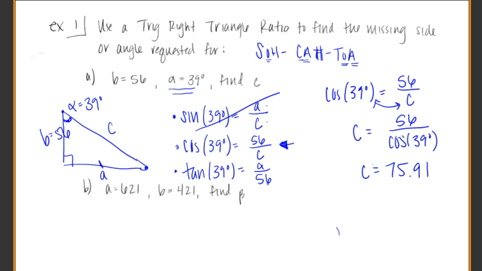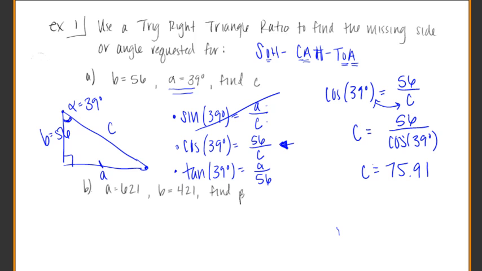So if we plug this in our calculator, we'll get c to be 75.91. Okay, now remember, it's not degrees because we're looking for the side of a triangle. We're looking specifically for the hypotenuse. And we want to pay attention to rounding. I'm not going to be too critical about it, but I want to pay attention.